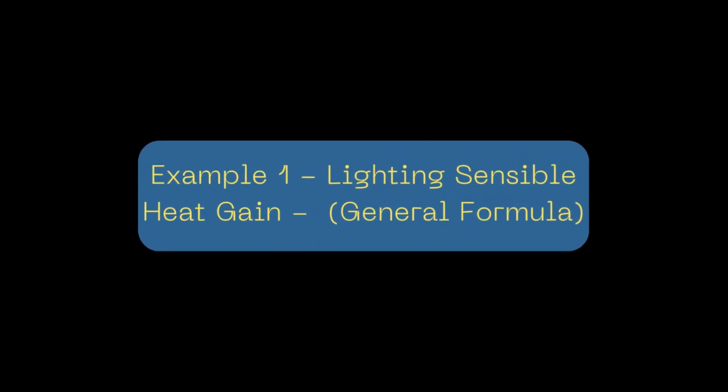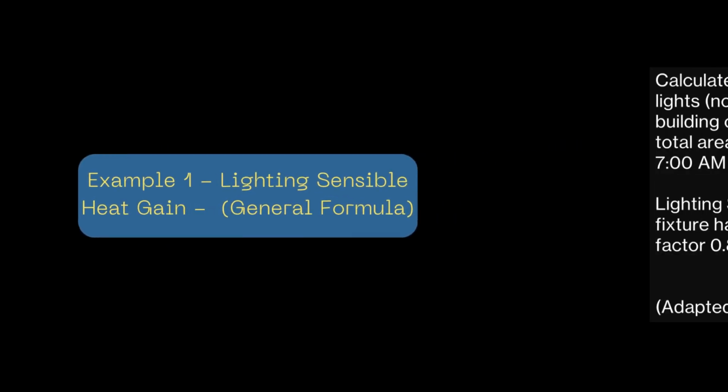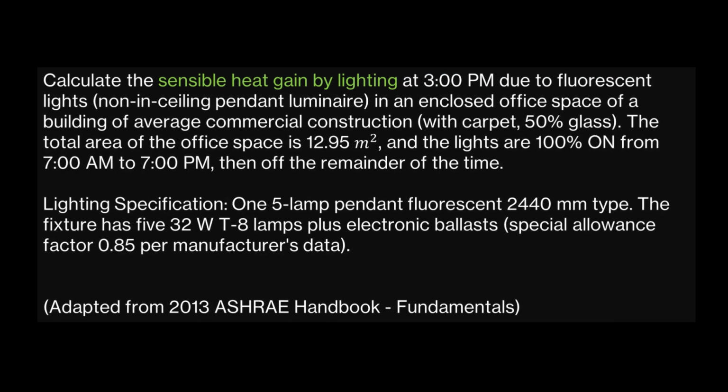In this example, we are going to calculate the sensible heat gain by lighting using the general formula. The problem says, calculate the sensible heat gain by lighting at 3 p.m. due to fluorescent lights, which are non-insulating pendant luminaire, in an enclosed office space of a building of average commercial construction with carpet and 50% glass. The total area of the office space is 12.95 square meters, and the lights are 100% on from 7 a.m. to 7 p.m., then off the remainder of the time.